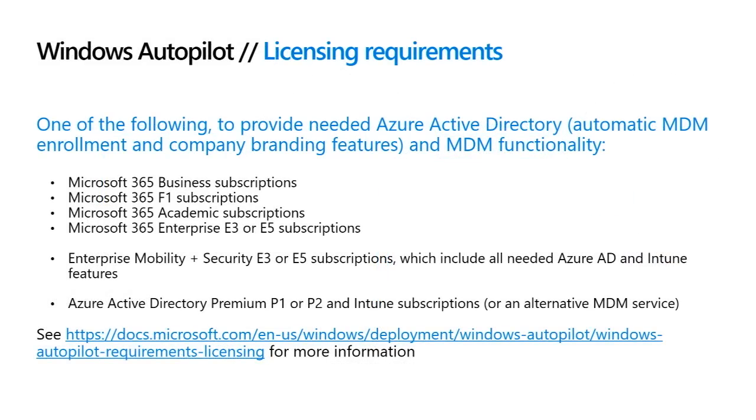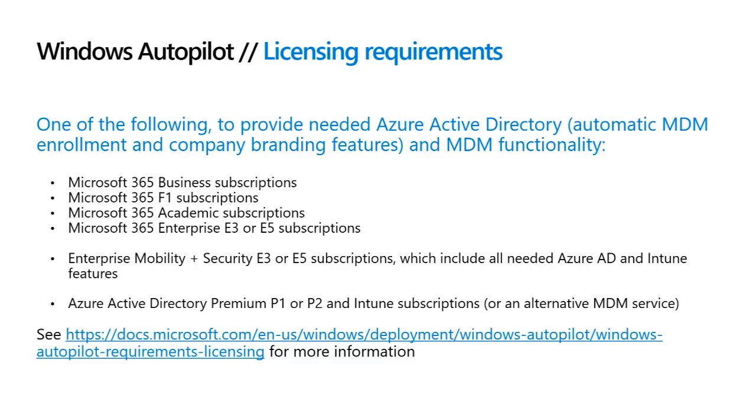In terms of licensing, there's a lot of text on this page, but I'll try to simplify it as much as I can. One of the following subscriptions is required for Windows Autopilot: either Microsoft 365 Business, Microsoft 365 F1, any academic licenses, Enterprise E3 or E5. Similarly, if you have EMS, E3 or E5 are required.